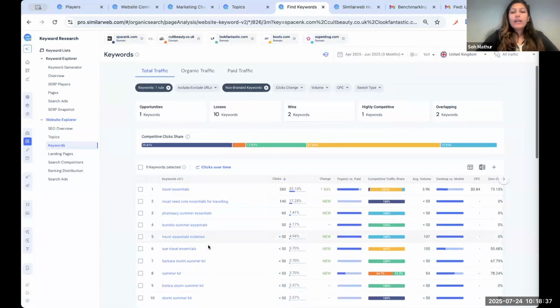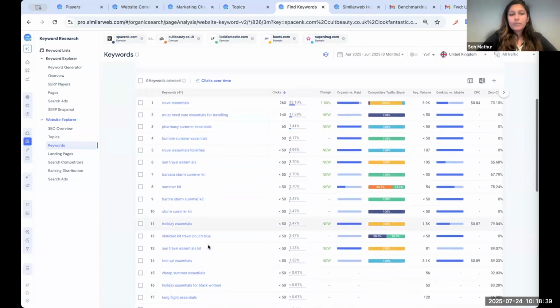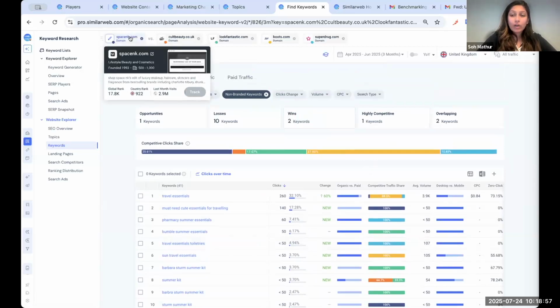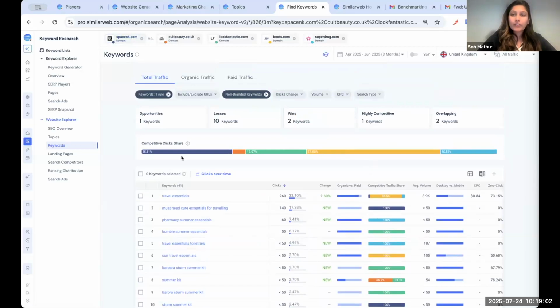All right. Now, if you look at this keyword list, what you can see is all of those different ways and means of people searching for the travel essentials related category, right? You've got pharmacy, travel, sun travel essentials, and you can see, interestingly, even though Space NK was getting a lot of growth from this particular category, it's not enough as compared to the other competitor websites. Because if you look at Boots, they're getting more traffic for these travel essential related terms.